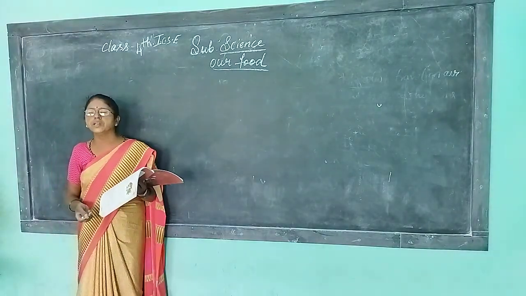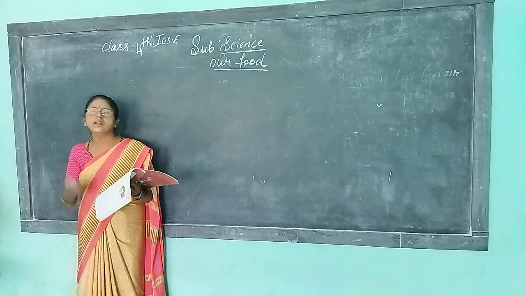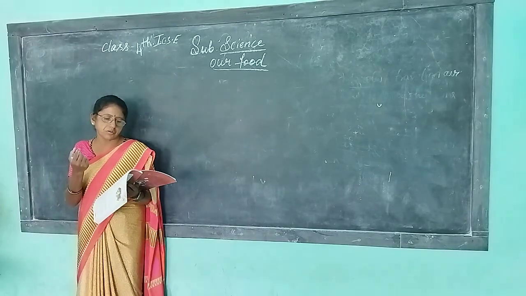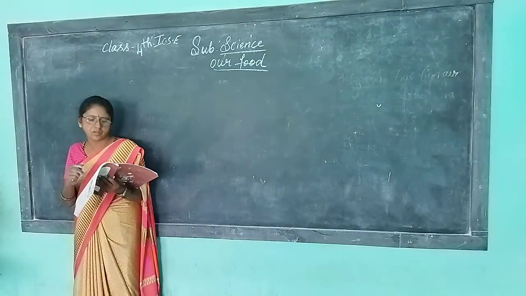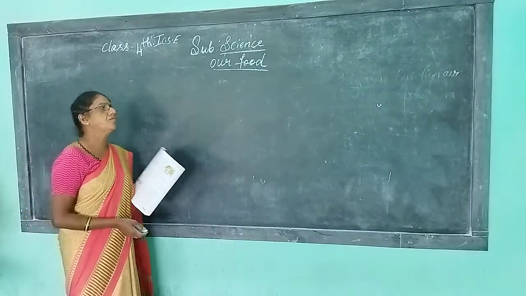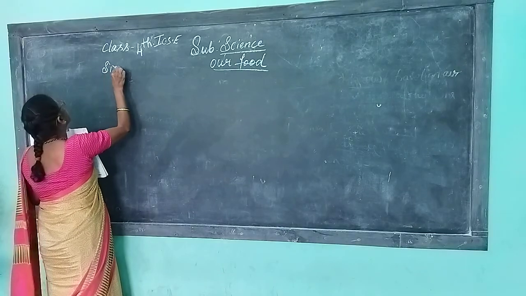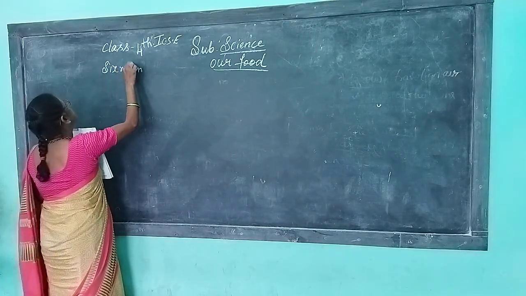Okay, so how do we get the nutrients? We get the nutrients from our food, and it is important for our growth and prevention of disease. And how many nutrients are there in our food, I explained to you. So, there are 6 main nutrients.